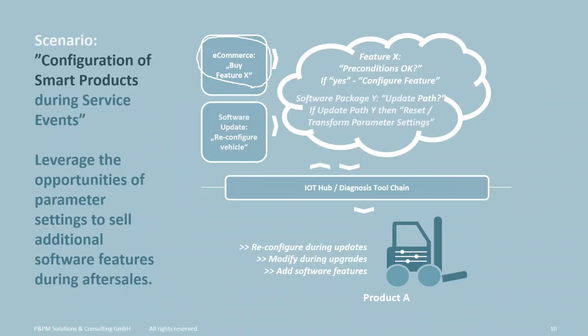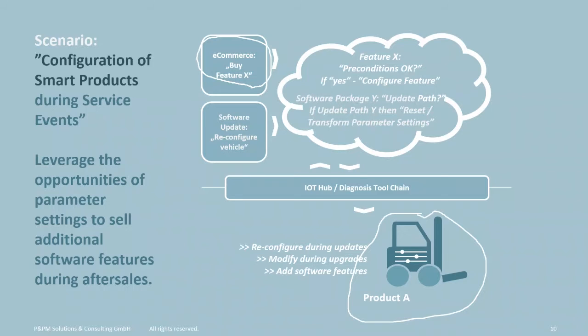So what we basically need is a configuration engine and the right parameter settings linked to that, so that we can say, okay, can I flash, or can I add, for a dedicated product A, which is existing in the field and has a dedicated configuration, a specific software feature?